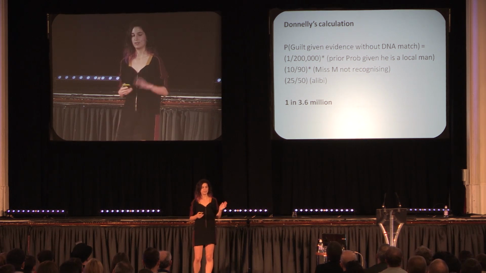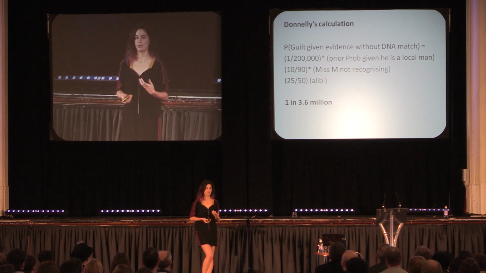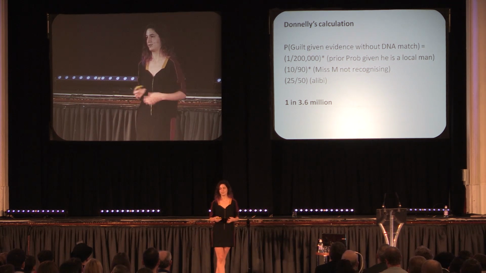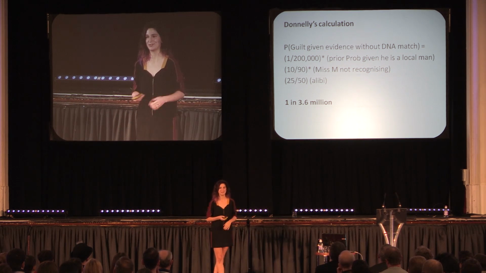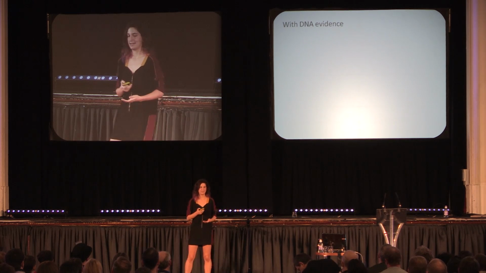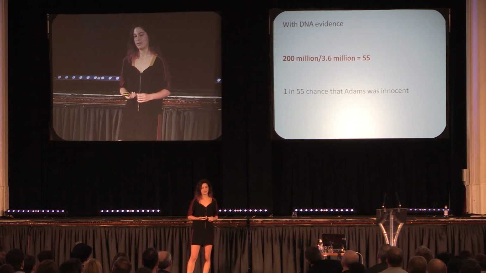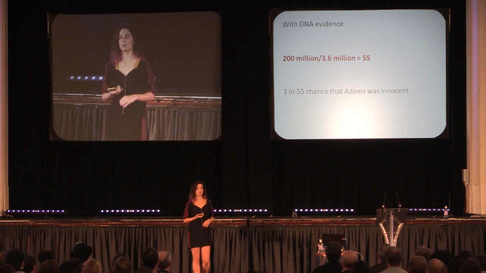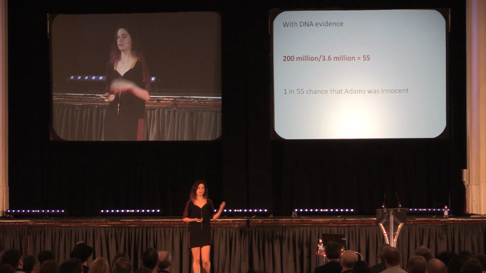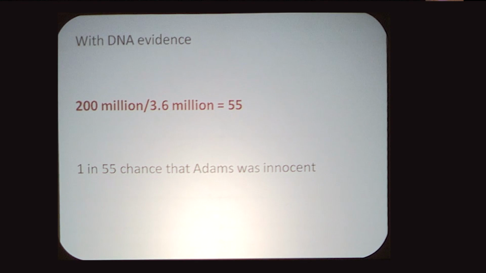So what he found, this is all the evidence without the DNA match, is a 1 in 3.6 million of him being guilty. Obviously, you would not convict anyone based on that. But then when you add the DNA evidence in, well, you get a 1 in 55 chance that Adams was innocent. That was Peter Donnelly's calculation. As I said, he let all the jury members make their own calculation. So then, obviously, it's up to you if you think that 1 in 55 is beyond reasonable doubt or not.